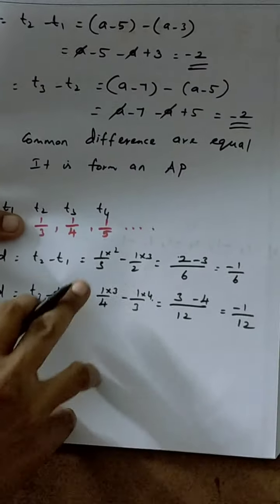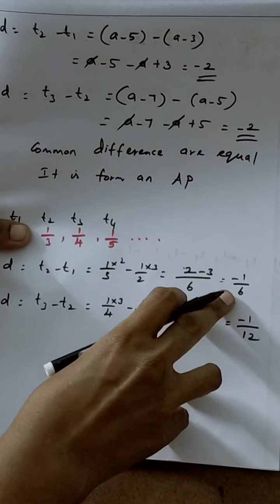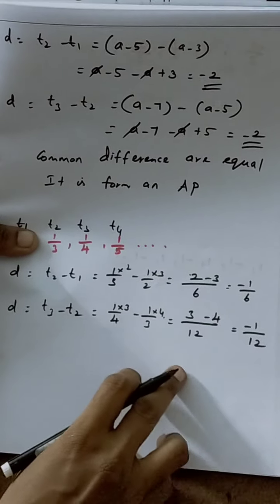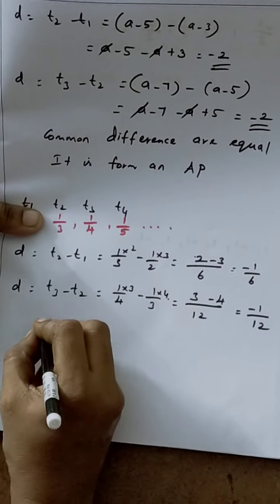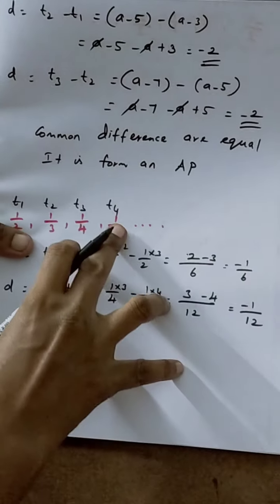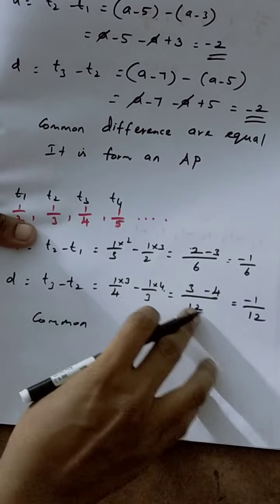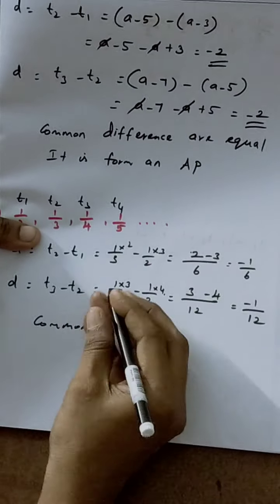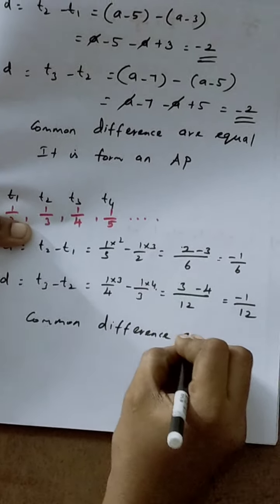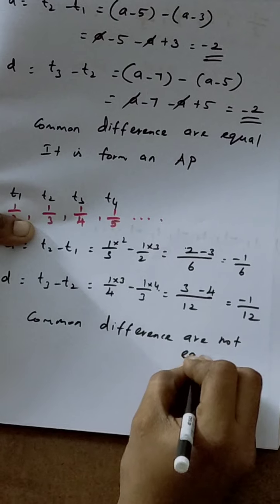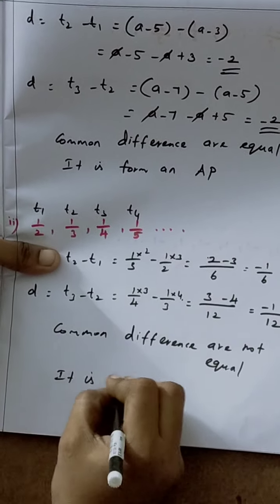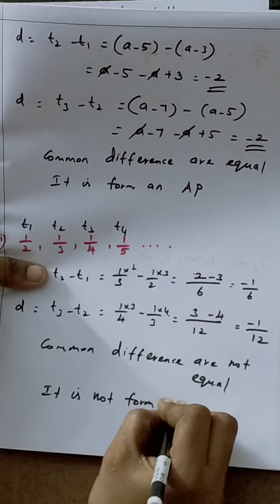Okay, see the first common difference is minus 1 by 6, and the second common difference is minus 1 by 12. So the common differences are not equal. Suppose these two were equal, then you would find the next term, T4 minus T3. But since the first and second differences differ, write down the answer: the common differences are not equal, so it is not an AP.